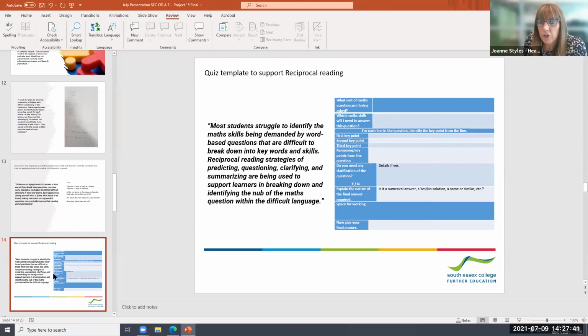This tutor introduced a reciprocal reading form where he was actually asking them to break down a question by pulling out first key point, second key point, third key point. Before they were even allowed to answer the maths question, they had to actually do the English part and look at what was being asked in terms of the question.